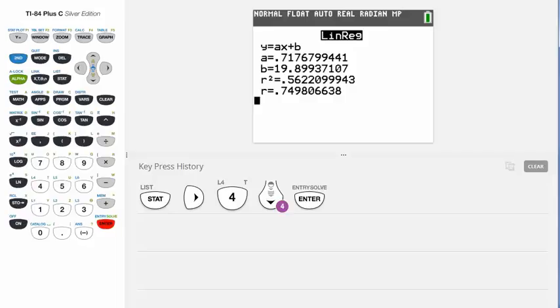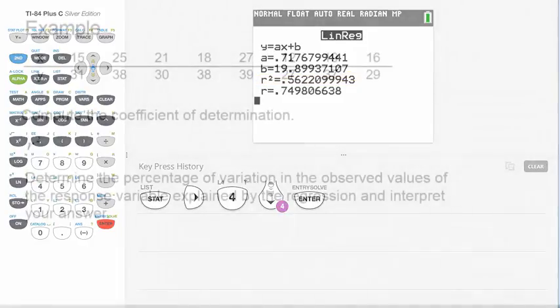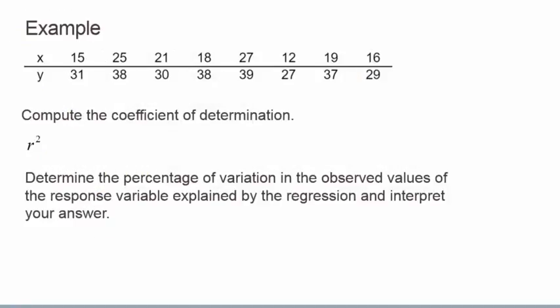And since I turned on the stat diagnostics, not only do I have a and b, I also have R squared and r. Right now, we're concerned about R squared. I want to round that to 4 decimal places, which gives me 0.5622.